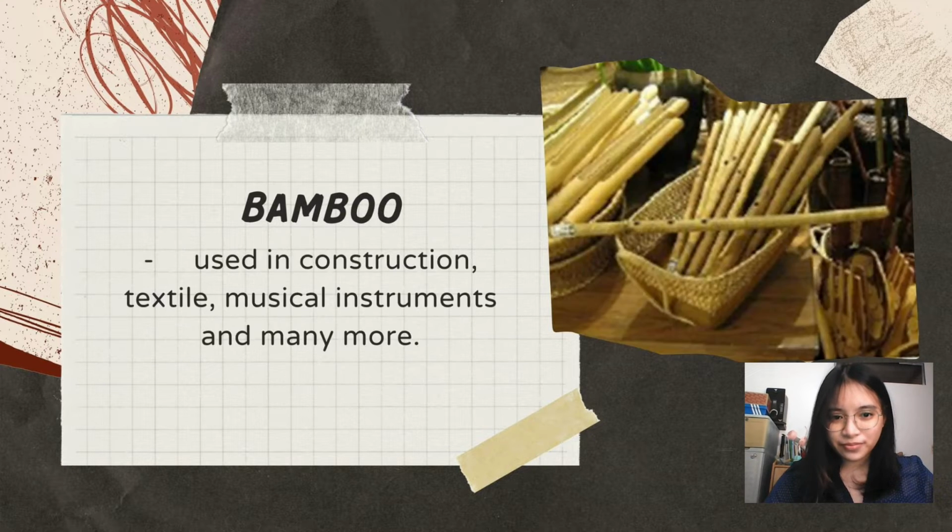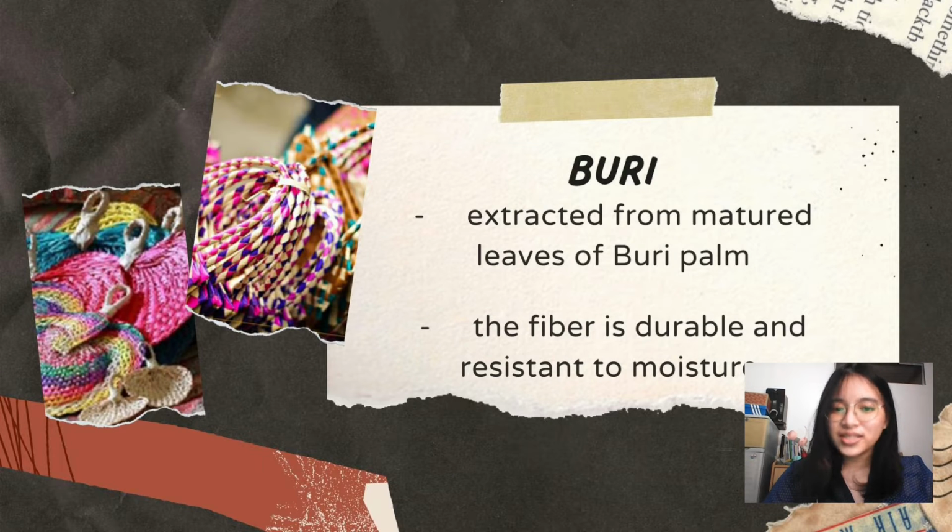Next slide, please. Next is bamboo. Because of bamboo's combined strength and lightweight, it is used mostly in building materials. It is mainly used in construction such as flooring, roofing, roof designing, and scaffolding. Next slide, please. Buri. Buri is extracted from matured leaves of the buri palm. It is the most common palm found in the Philippines. Its fiber is durable and resistant to moisture. That is why it is used in the manufacture of placemats, hats, and braids.